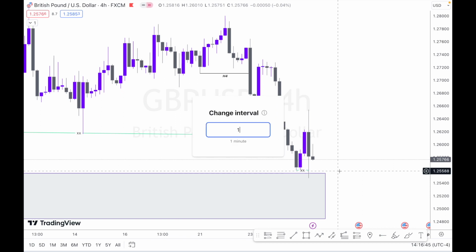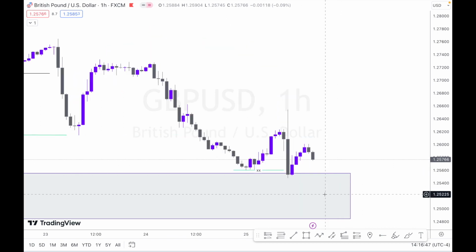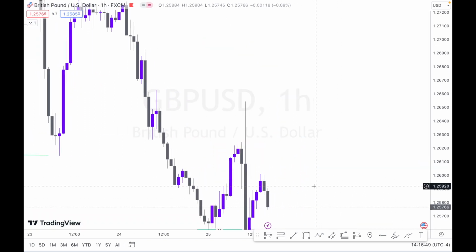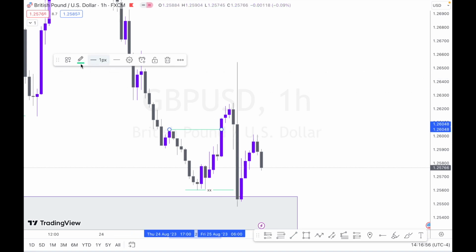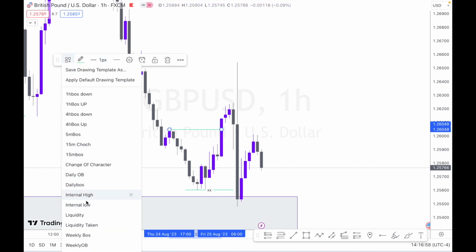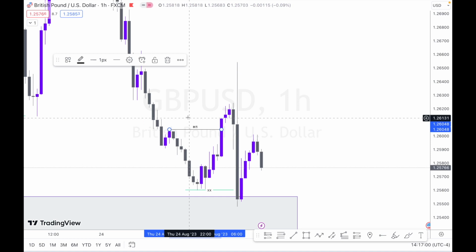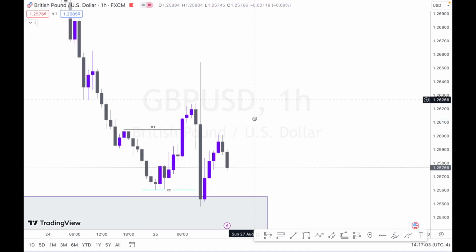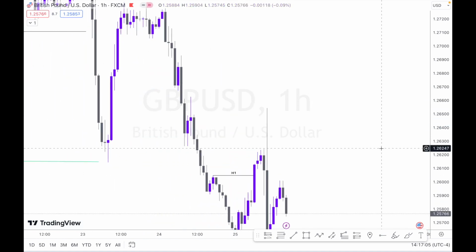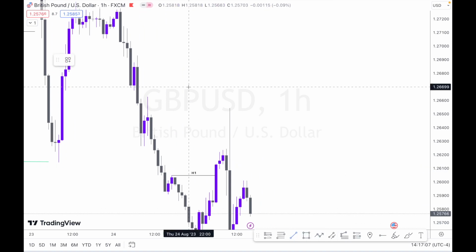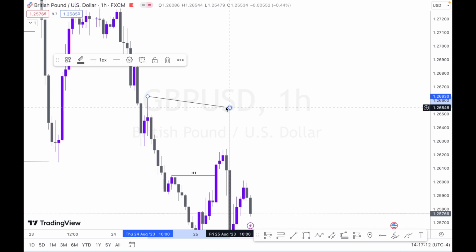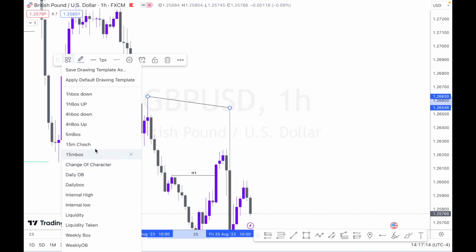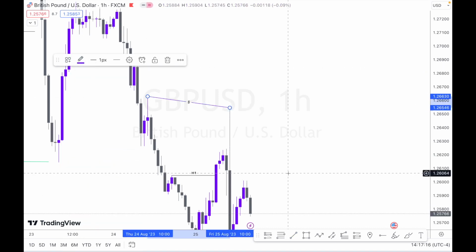So on GU, we broke structure here on a 1 hour. This structure was broken here. So I'm expecting price to start to head up and take out these highs right here. This is all buy side liquidity that needs to be dealt with.